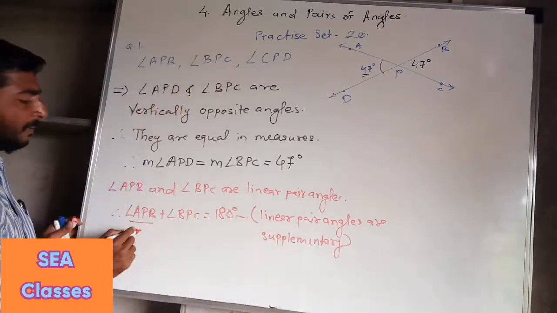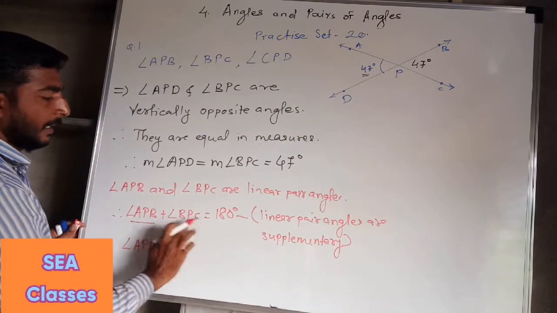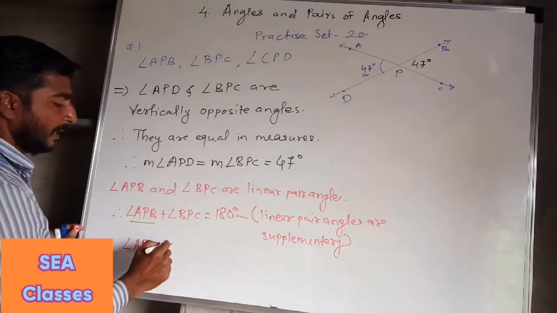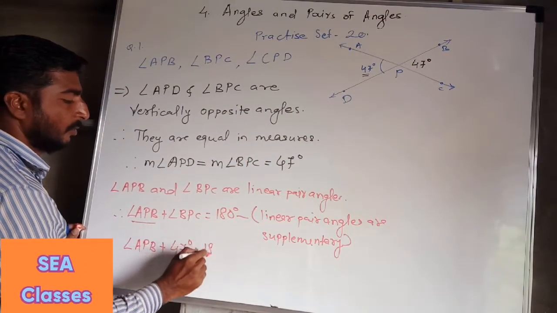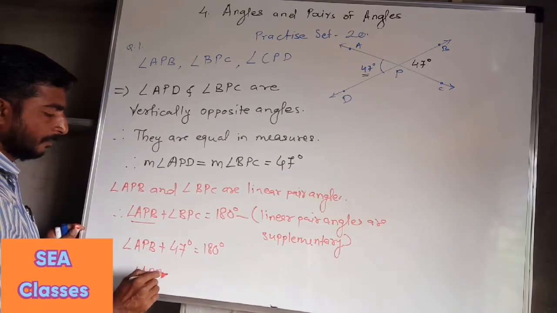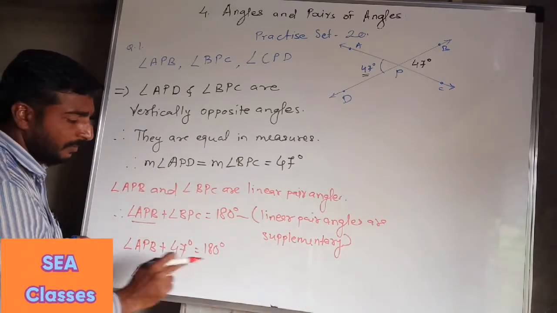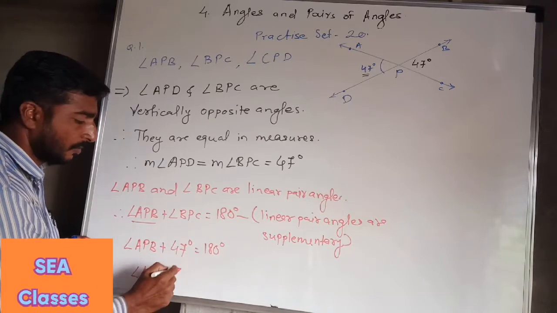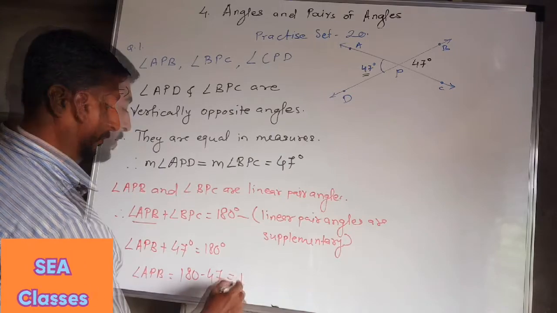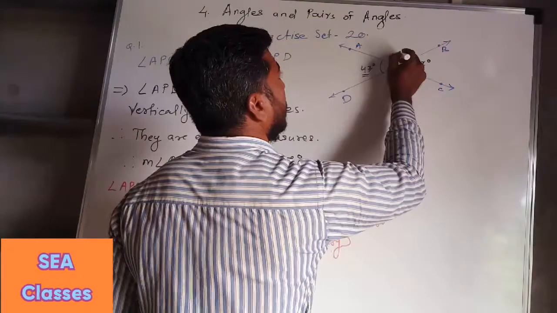Now here angle APB is not given, so keep it as it is. APB plus angle BPC. You have angle BPC, how much? 47 degrees. We have found it here. So here we can write APB plus 47 degrees is equal to 180 degrees. So angle APB is equal to, this 47 is adding here, we will send it to the right hand side, so it will be subtracting from 180 degrees. So it will be 180 minus 47, and that will be equal to 133 degrees.